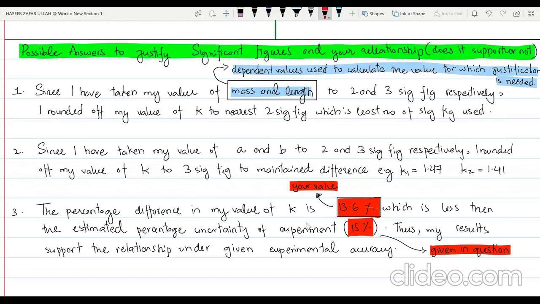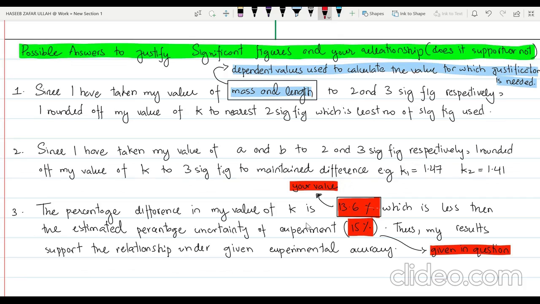For example, if I calculated K from the mass and length, or it can be density, which I calculated from mass and length, I would say that I have taken my values of mass and length to 2 and 3 significant figures respectively. So I rounded off my value of K, or you can say density, to the nearest 2 significant figures, which is the least number of significant figures used, because we round off our values to the least number of significant figures of the dependent values from which it is calculated.